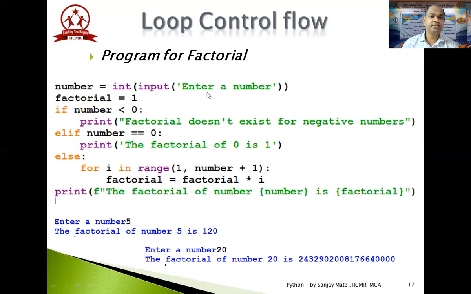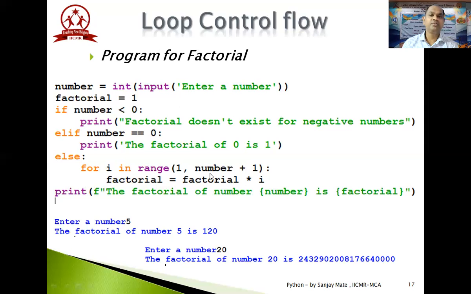So you can get the number from the user. Here I want to show you the if else also, and how to use the for loop for this program. So here I am using the if condition: if number is less than 0, the factorial doesn't exist. If number is 0, the factorial is 1. If all conditions are false, then range, where you need to calculate the factorial from 1 to number minus 1, that is, up to number.